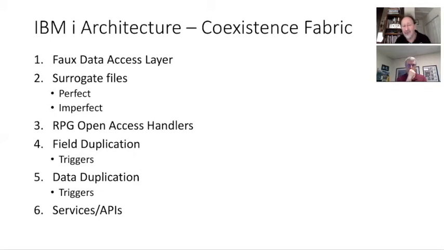So a roadmap would also be, once I don't need the coexistence fabric, I might then go and clean up and do some things like fixing the field duplication, adding more constraints, and making them work a little bit better as well.